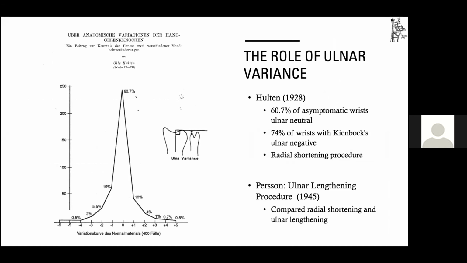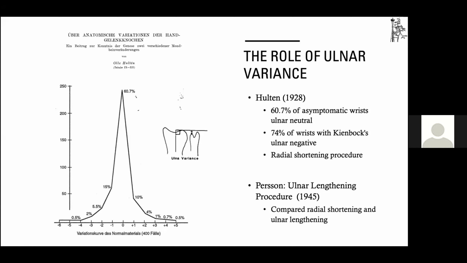In contrast to this, he found that 74% of wrists with Kienbock disease were ulnar negative, and that no wrists with Kienbock disease were ulnar positive. So he postulated that the ulnar variance may play a role in the development of the disease. He then published a single case report where he performed a radial shortening osteotomy on a patient with symptomatic Kienbock disease and had good results.